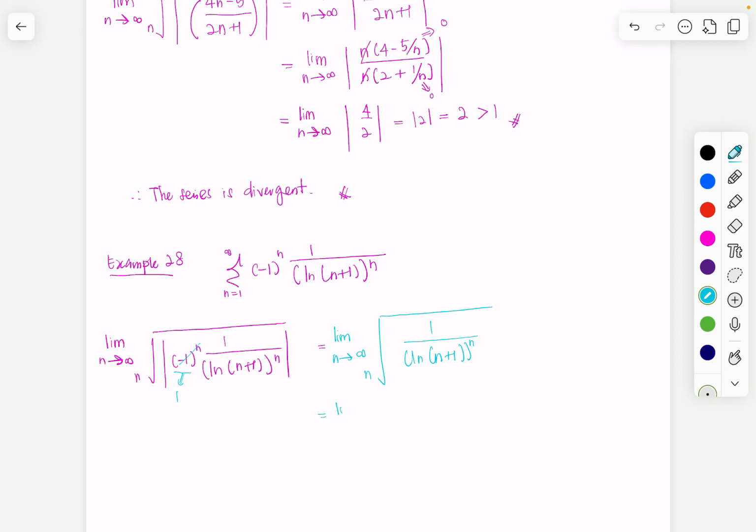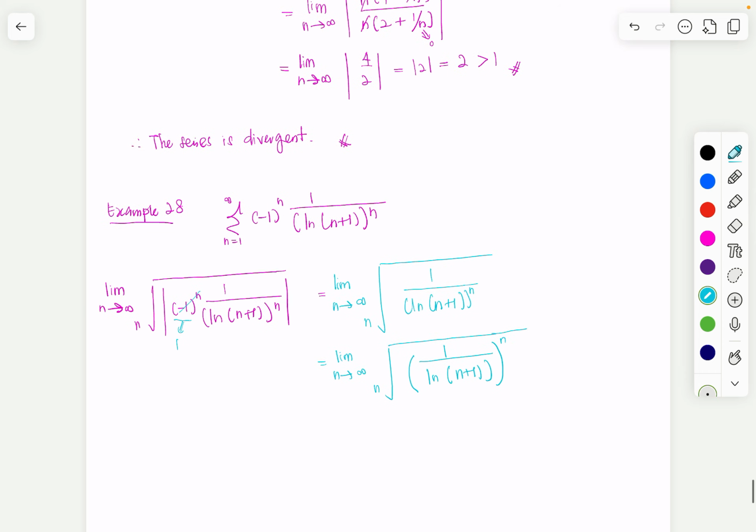Okay, this one can be rewritten back so that you can see how we can cancel out the root n. So we have root n, so 1 over ln n plus 1, close. This is actually the same as to the power of n there. Because 1 to the power of n is just 1, so we can write it that way. So we have root n and to the power of n, so it automatically cancels out. So what's left is just 1 over ln n plus 1.